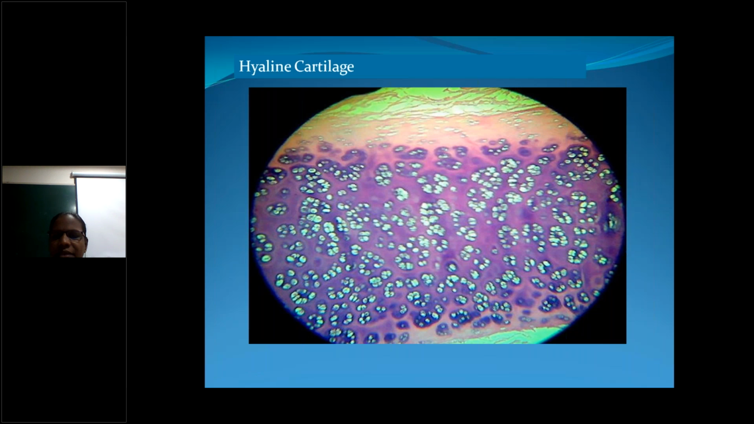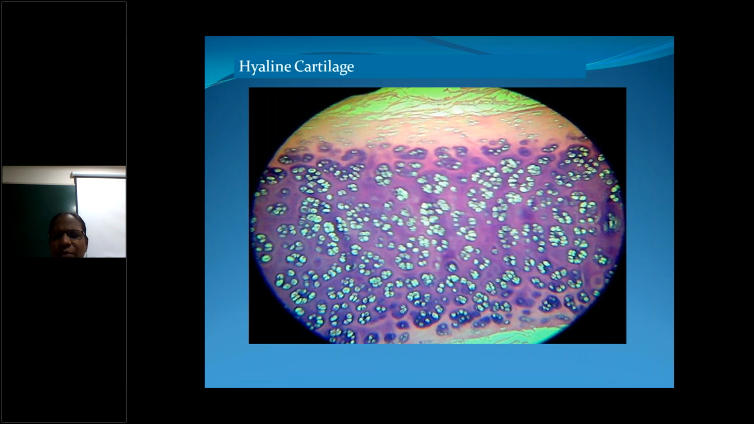Territorial matrix contains a large amount of chondroitin sulfate A and C. In the interterritorial matrix, it contains a large number of collagen fibers. Within the matrix, we all know that chemical substances are present. So in the chemical substance, territorial matrix has a large amount of chondroitin sulfate A and C, and interterritorial matrix has a large number of collagen fibers.